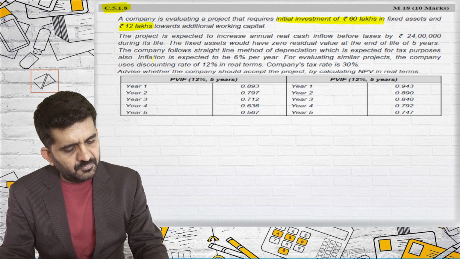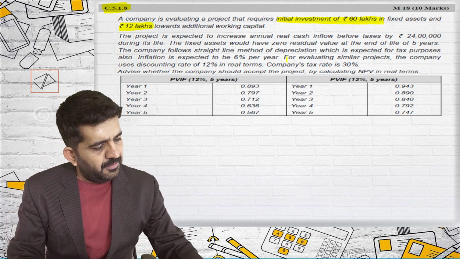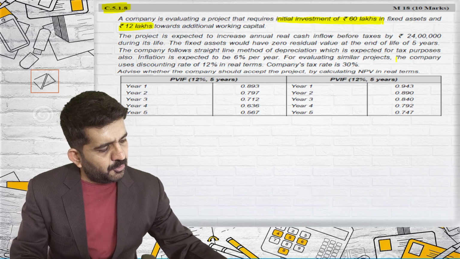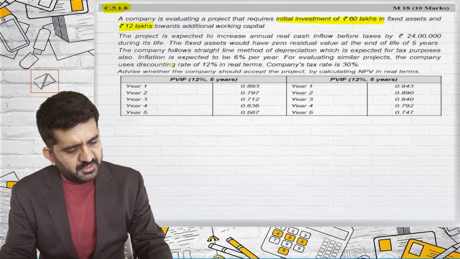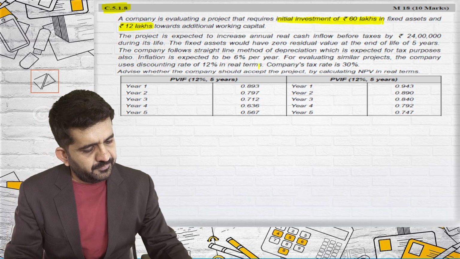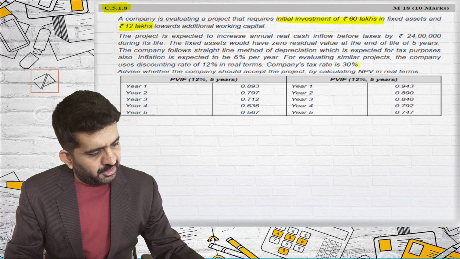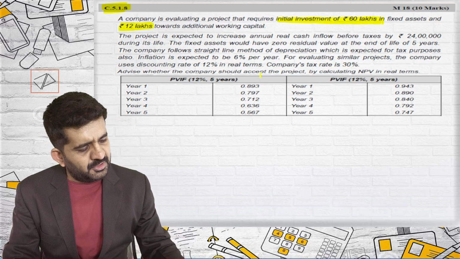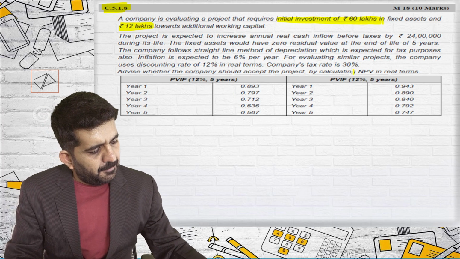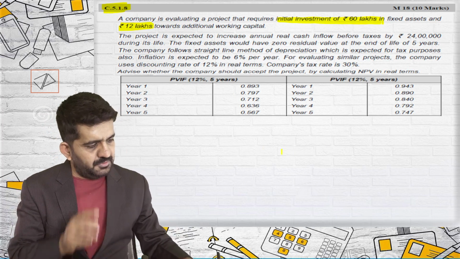Inflation is expected to be 6% per year. For evaluating similar projects, the company uses discounting rate of 12% in real terms. The company's tax rate is 30%. Advise whether the company should accept the project by calculating NPV in real terms.